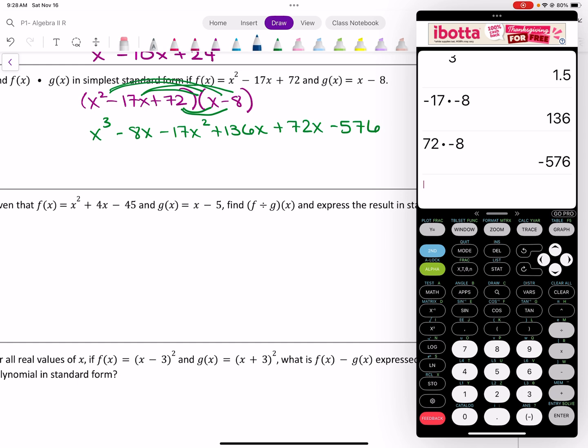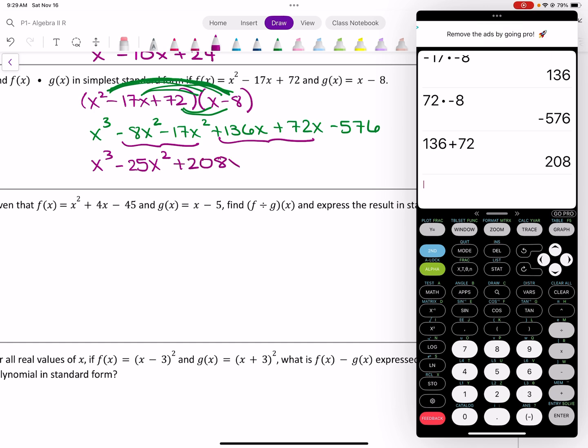Now we're going to combine like terms. Oh, that first one should be negative 8x squared when we did x squared times negative 8. Lost an x squared. So combining like terms, x cubed, negative 8x squared, and negative 17x squared should be negative 25x squared. Positive 136x plus 72x should be positive 208x. And the negative 576 comes down. That is your final answer.